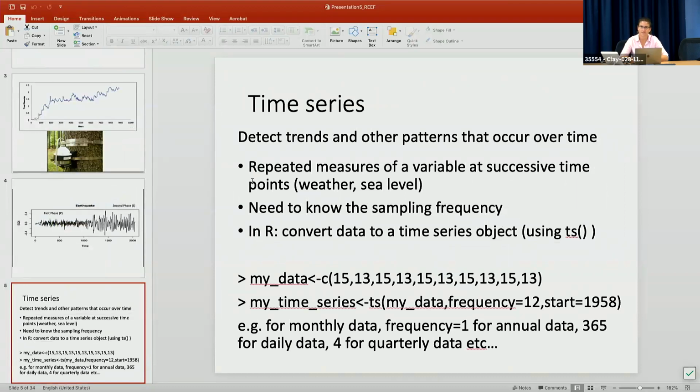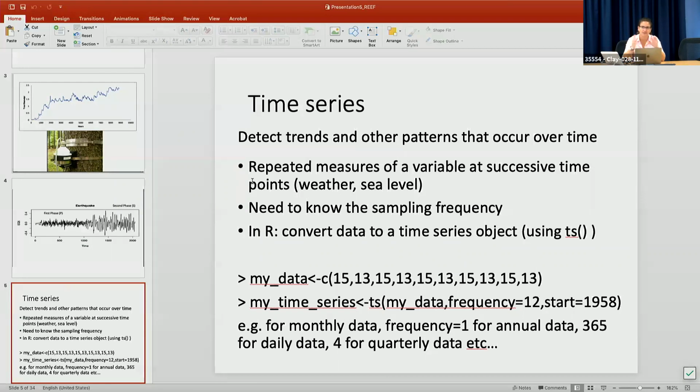So we have these time series, and what we do is basically detect trends and other patterns that occur over time. We're interested both in the trend, but also in the pattern that surrounds this trend. So we have repeated measures of a variable at successive time points. It could be the weather, it could be the sea level, it could be the seismograph, it could be the dendrometer band. Doesn't matter. It could be the string gauging. It's just that we have an x that is time.